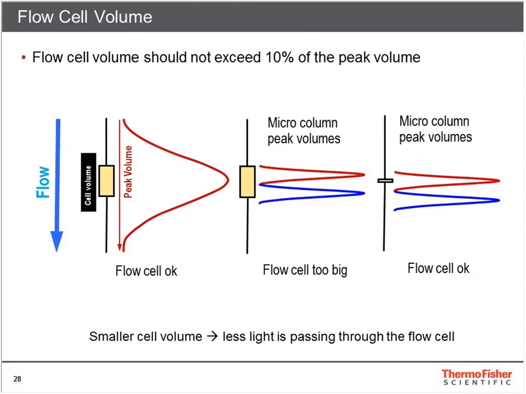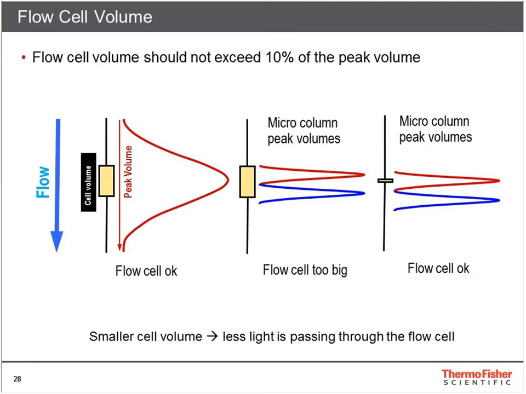The size of the flow cell depends on the peak volume, and the volume of the cell should not be more than 10% of peak volume. Peak volume is calculated as the flow times the baseline width of the peak. In the example on the left, the cell volume is okay, as only part of the peaks is in the cell at the same time.